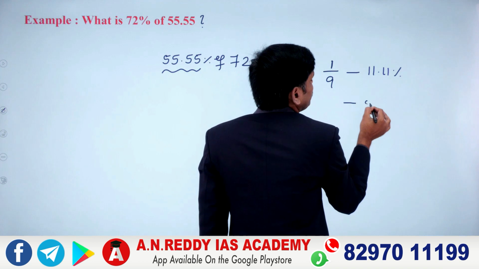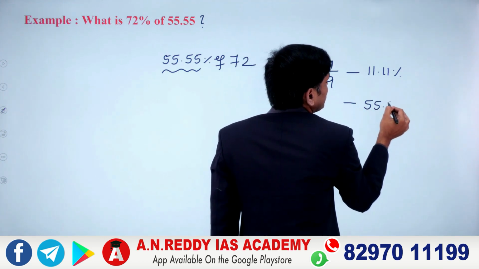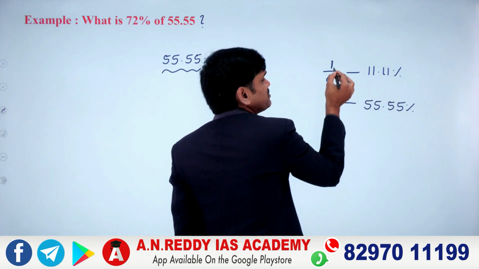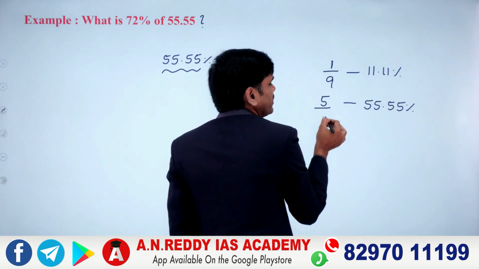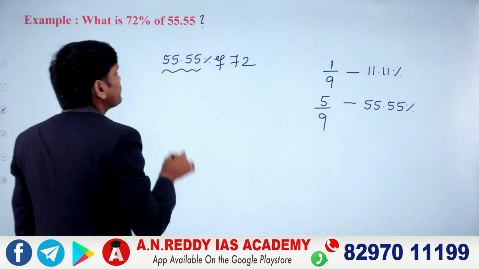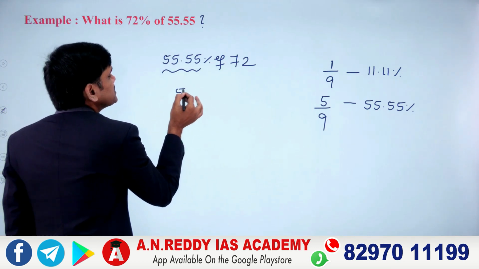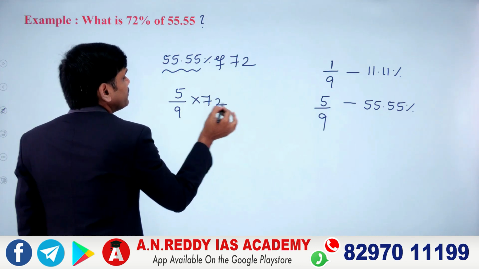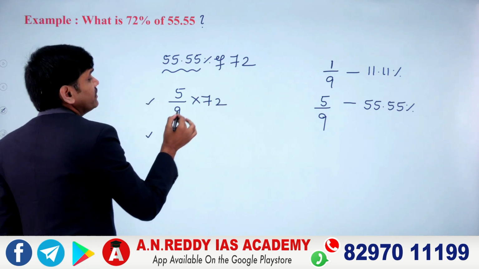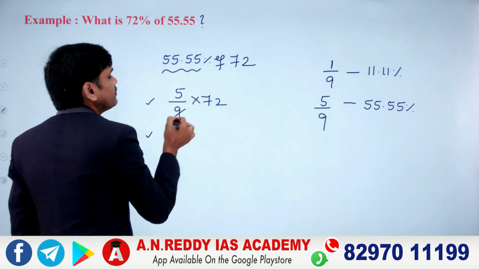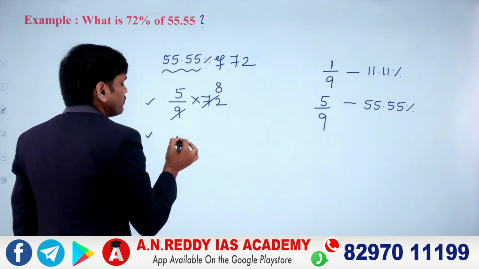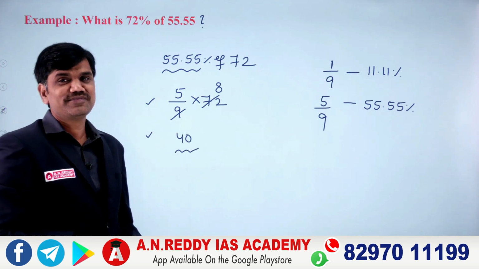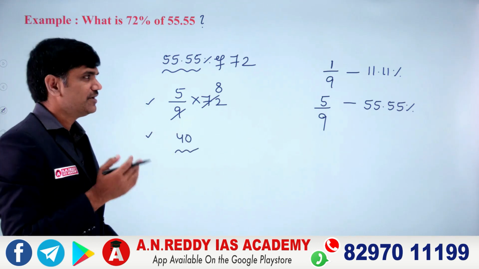So whatever I have, 55.55% is nothing but 5 times of 11th table. As it is 5 times here, it should also be what? 5 times only. Hence it is 5 by 9. That's how I can easily guess. So 5 by 9 into 72 is what I am looking for. Go for cancellation here. 9 8s are 72, 8 5s are 40. Hence your answer has to be what? 40. Is that clear? Please make a note of it.